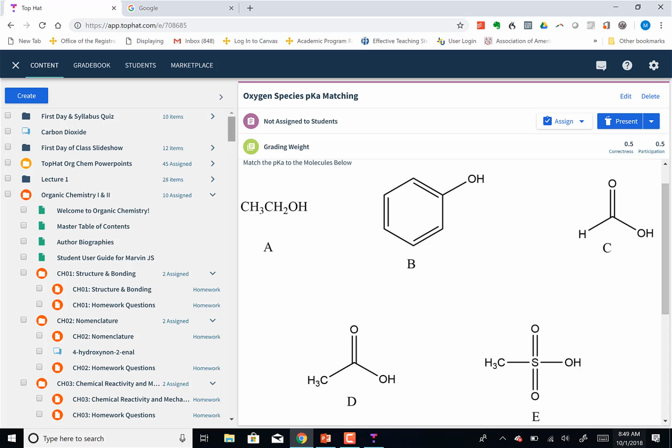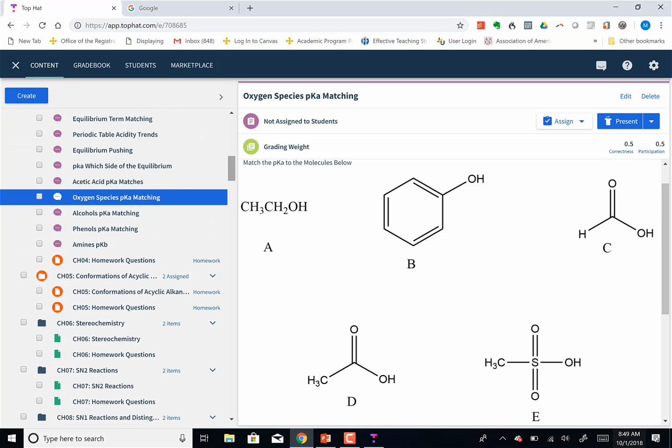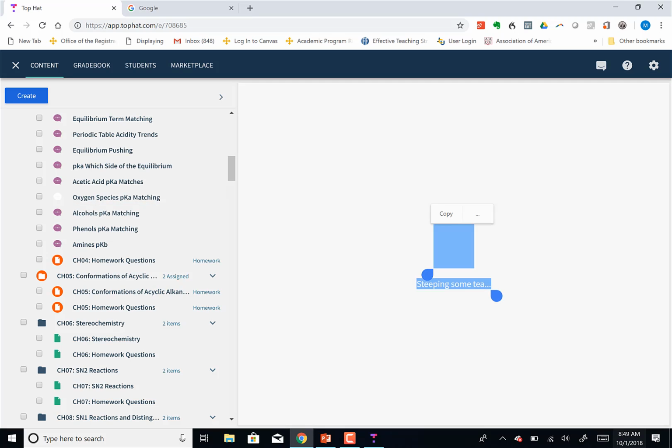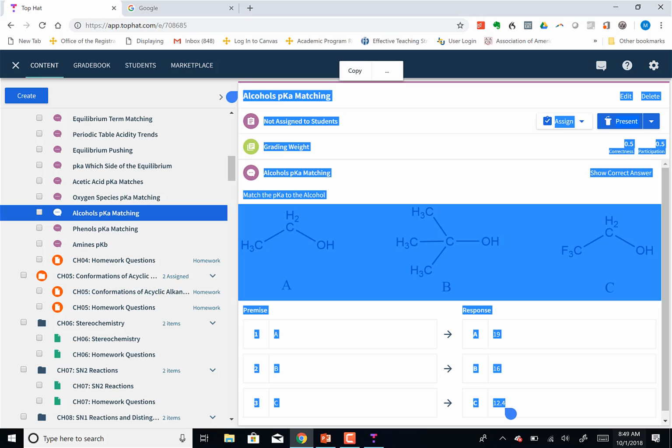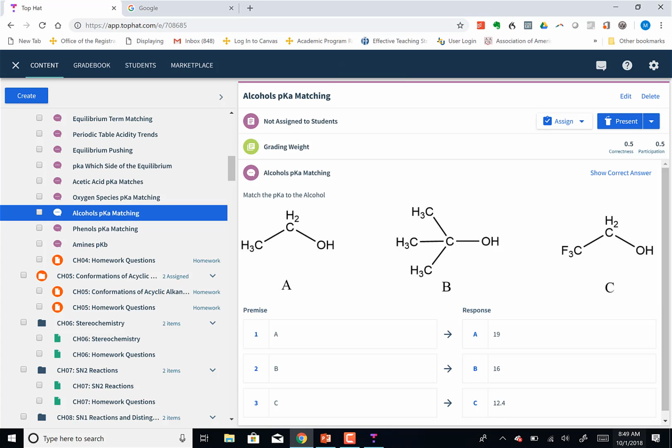I think the questions, because I still have a few more questions, I have 3 more questions. I have alcohols pKa matching, phenols pKa matching, and amines pKb matching. Let's just take a look at the alcohols here for a minute. Oh, we've seen this, haven't we? So we're matching the alcohols pKa's: primary, secondary, tertiary.